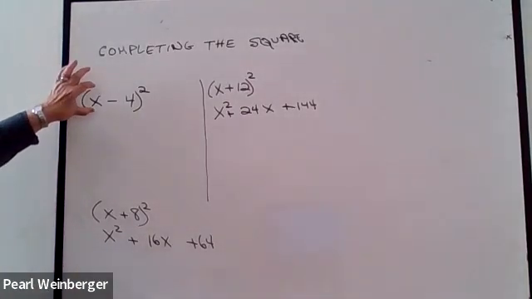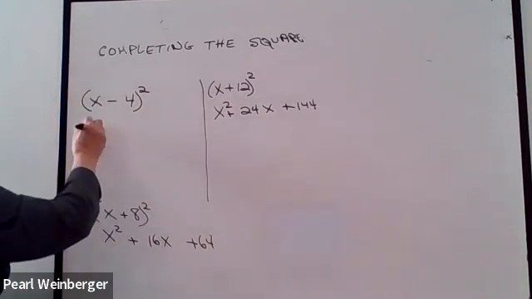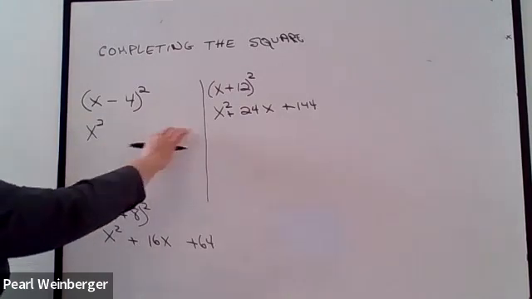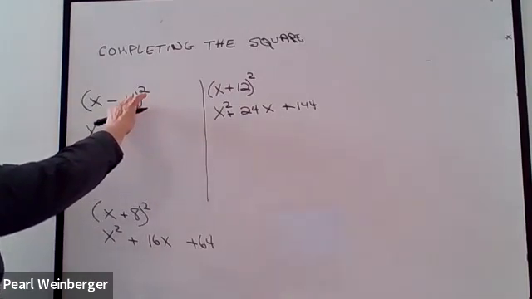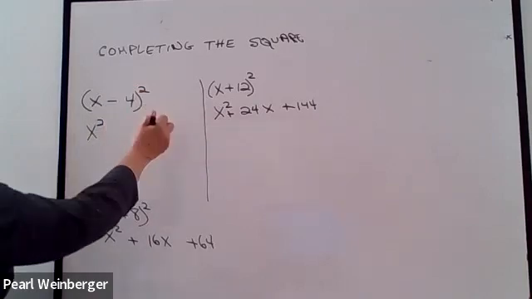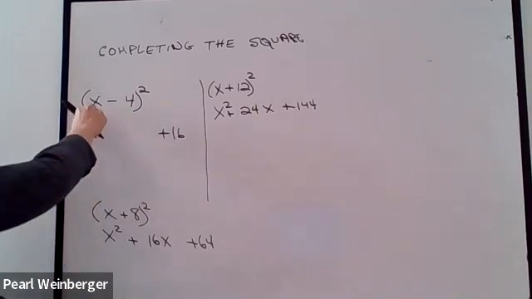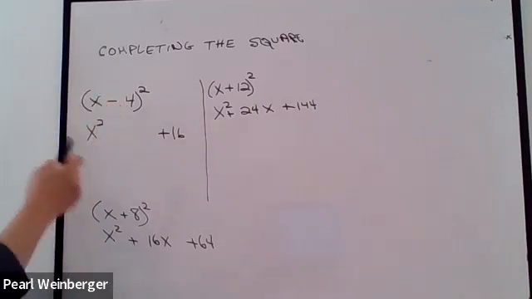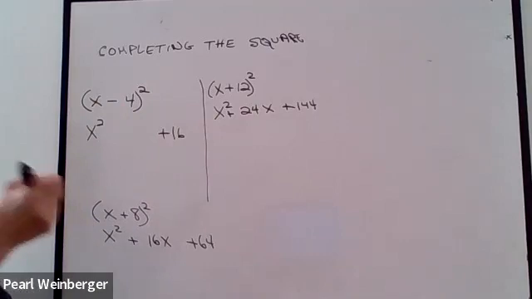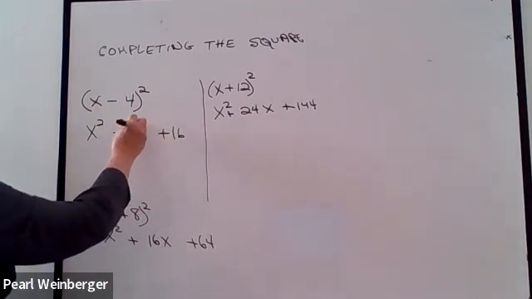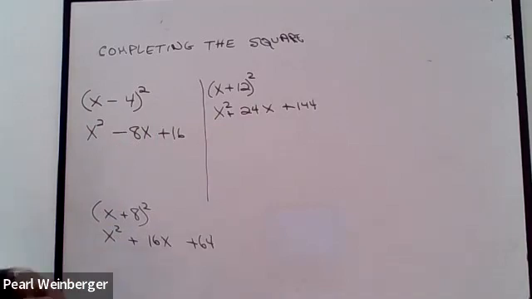Following the pattern, the first thing is going to be x times x, which is x squared. I'm going to skip to the last term. The last term is going to be -4 times -4, which is plus 16. And the middle term is going to be x times -4, doubled, multiplied by 2, which gives me -8x. Now I'm going to go backwards. Now, what do I mean by go backwards?